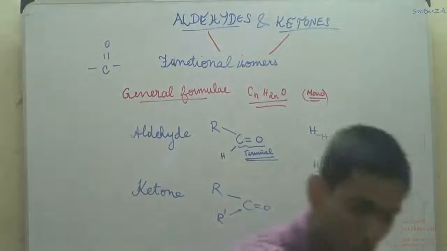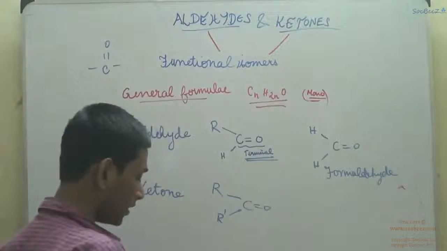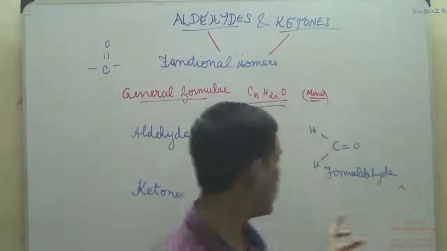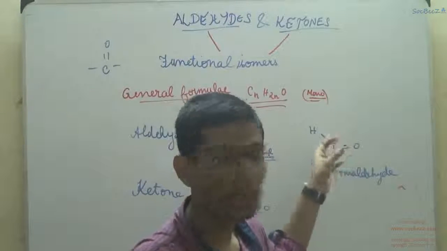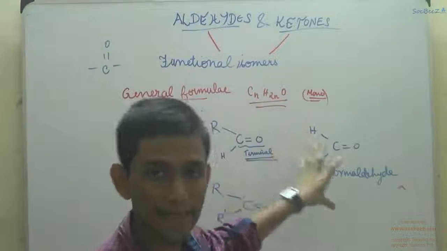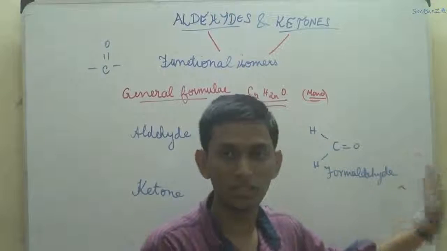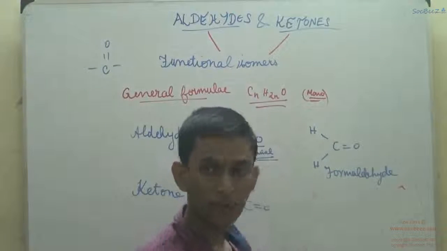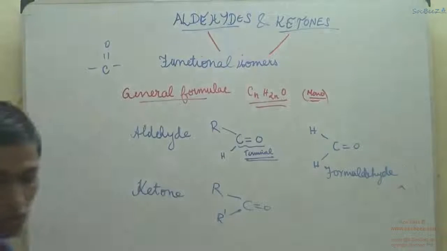Basically, HCHO is called formaldehyde. It's the first member of the aldehyde series. Here also the carbon atom is terminal, but no R group is attached. So this is also an aldehyde because one carbon atom, which is the terminal one, is formaldehyde. All other aldehydes have an R group attached.